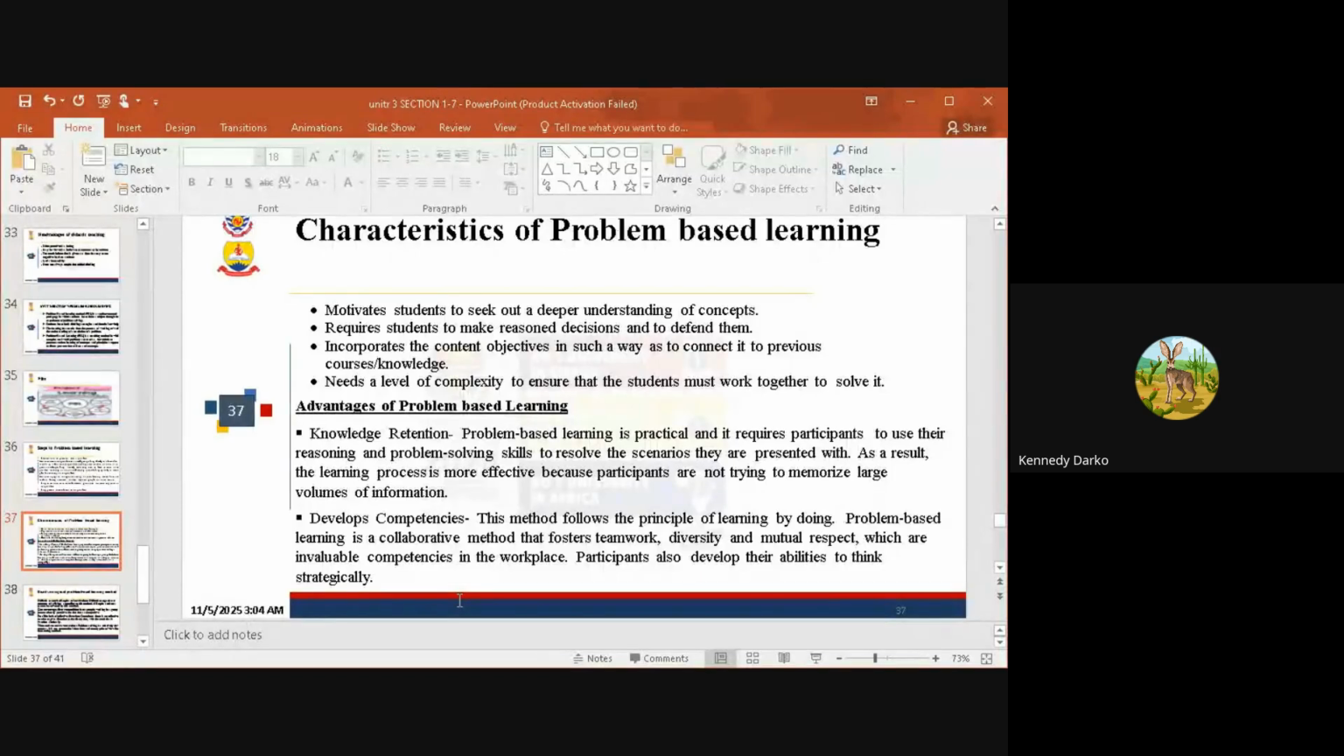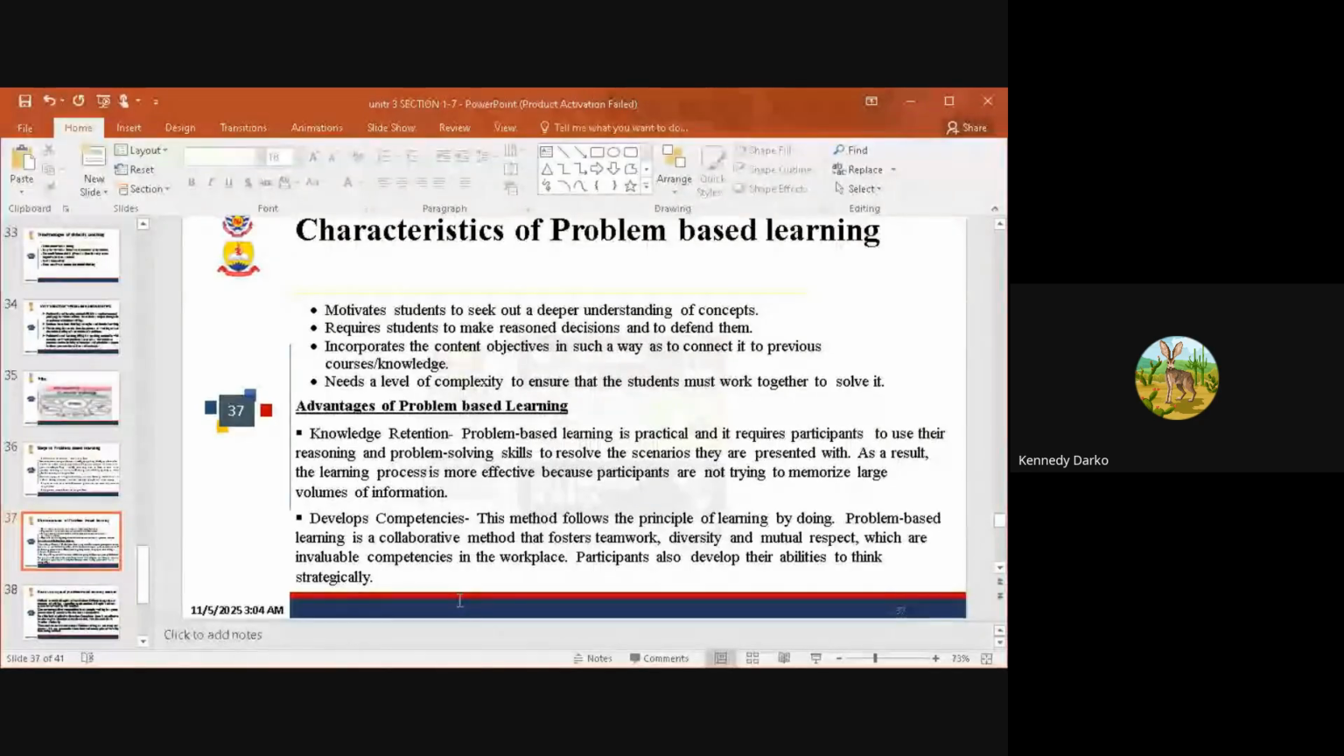Needs a level of complexity to ensure that the students must work together to solve it. So with the level of complexity that is there, we must let students understand so that they will be able to solve the problem. Irrespective of how complex it is, you should be able to break it down and give it to the children to understand. We don't take the whole thing and give it to them to just go and solve it. Guide them, give them rules, give them some steps they can go through to solve it.